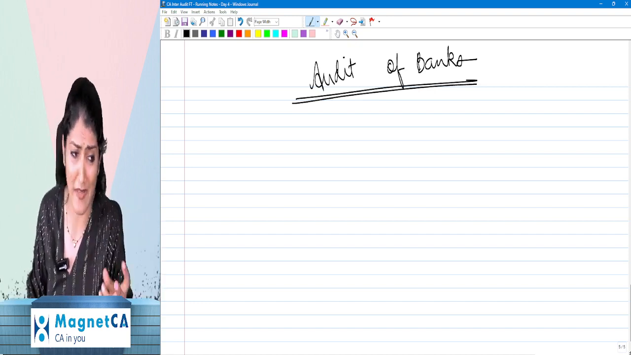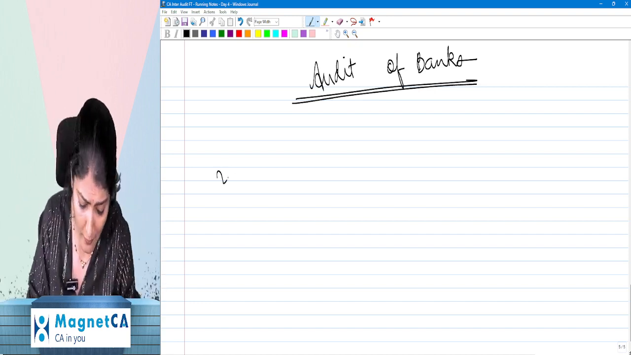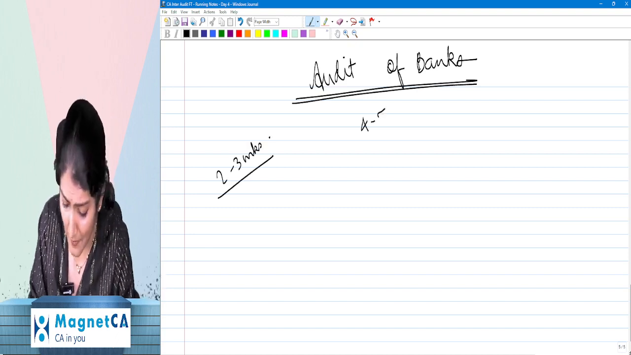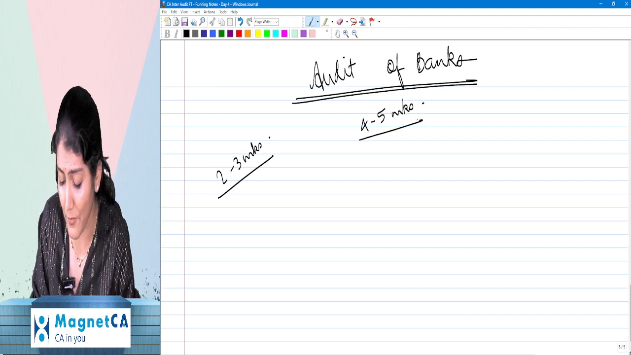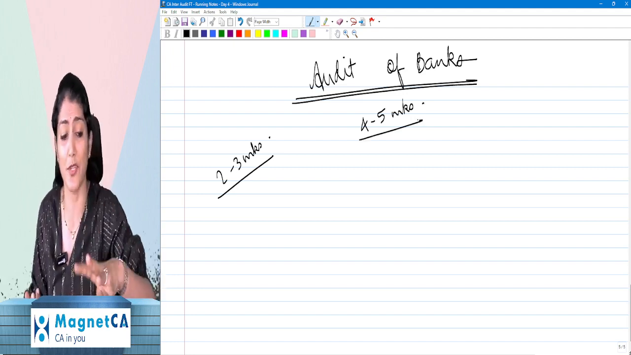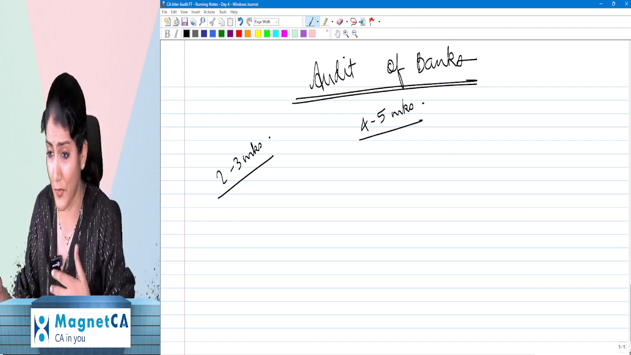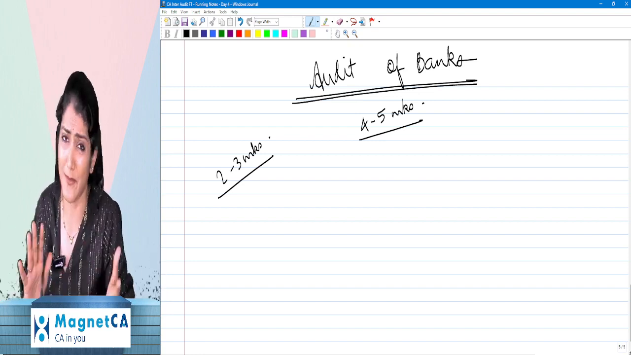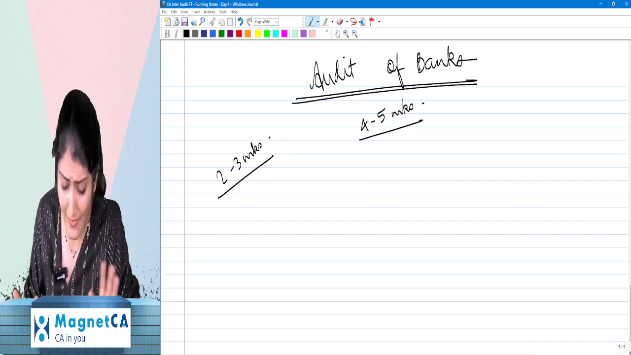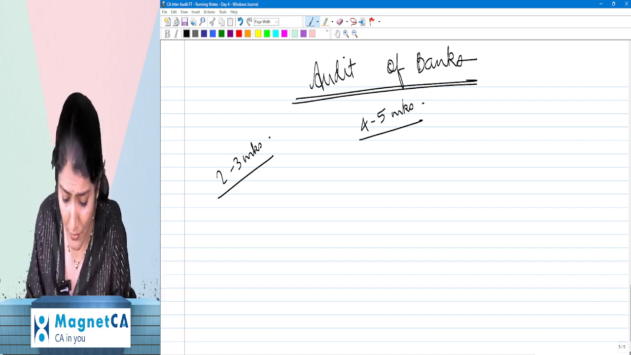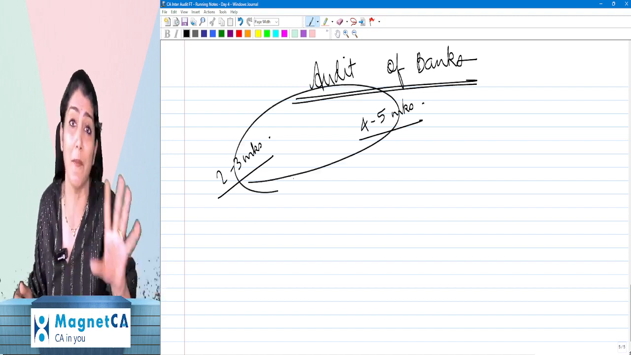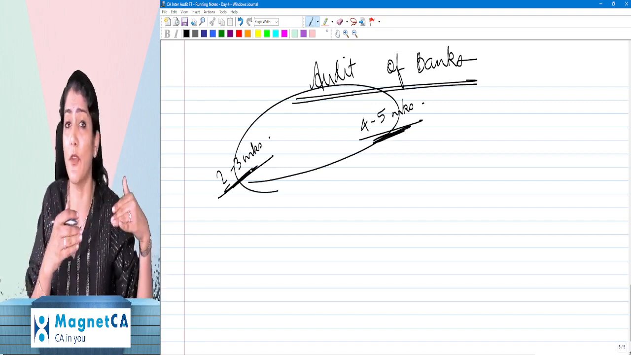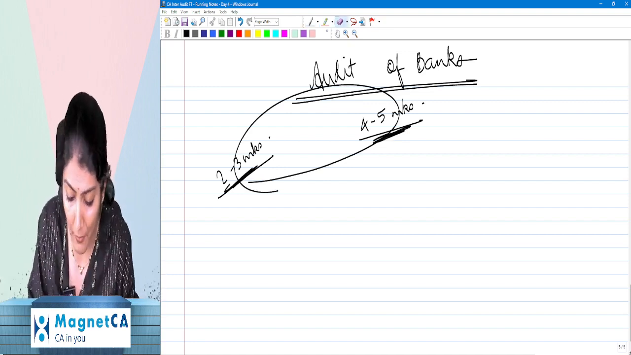So we can say that in the MCQ part of the paper, 2 to 3 marks is the weightage, and in the theory part of the paper, 5 marks could be the weightage. They can ask one question of 4 marks, or 2 questions of 3 marks, or one question of 4 and one of 3, or just one question. It depends, but on an average, at least 1 question comes in the theory part, and at least 1 question in the MCQ part of the paper from the bank audit chapter.